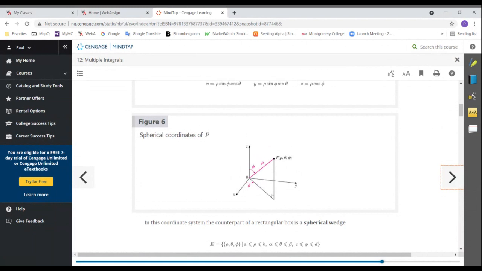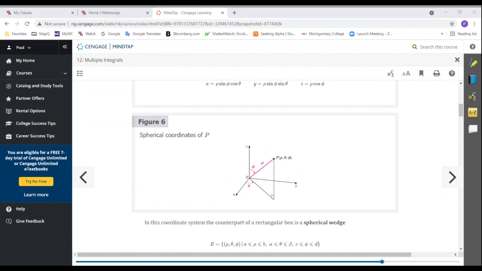The angle theta is measured from the positive x-axis in the counterclockwise direction like you're used to. Phi is measured from the positive z-axis downward, and phi is restricted between 0 and pi, 0 and 180 degrees. Theta goes from 0 to 360 degrees. And then rho is measured out from the origin. So this is how you can locate any point in three-dimensional space with a radius rho and an angle theta and an angle phi.